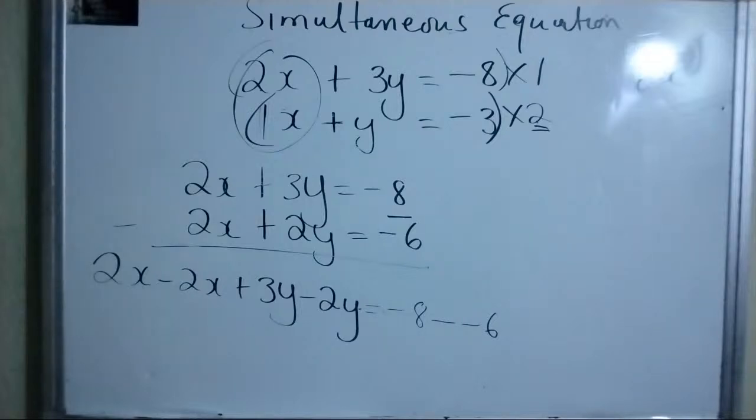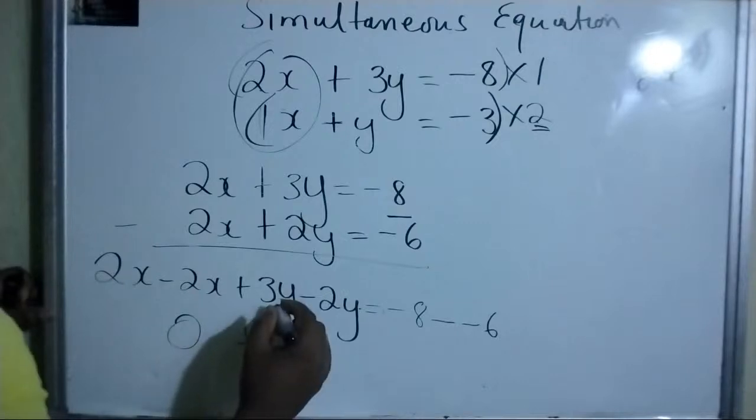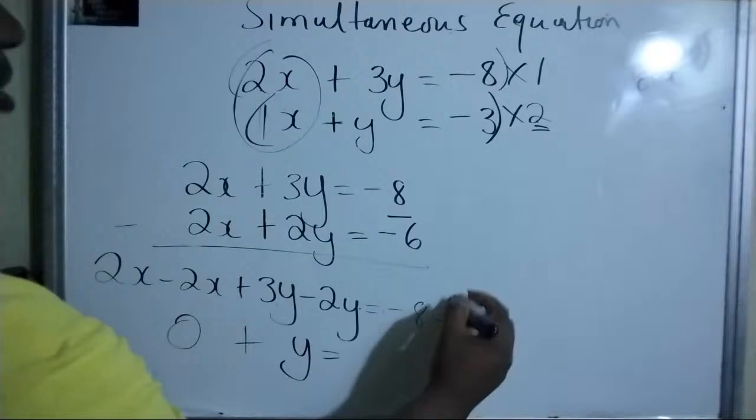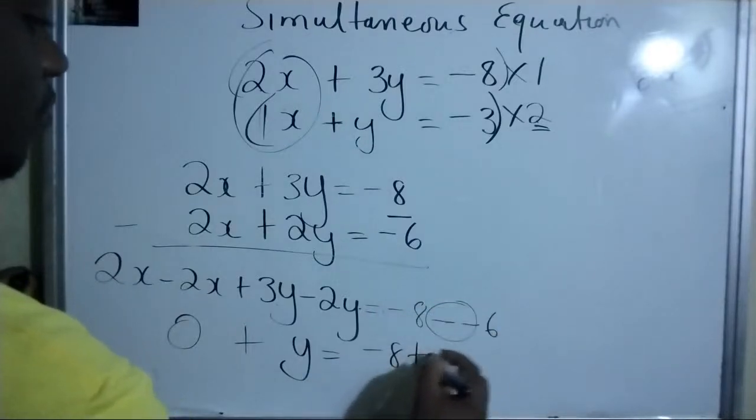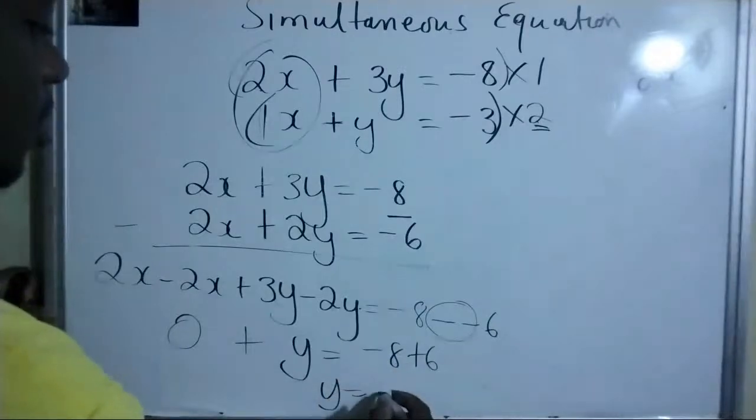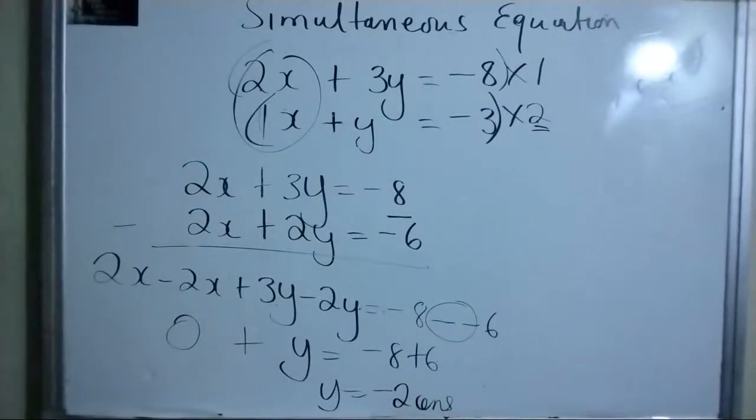So therefore, 2x minus 2x is 0. 3y minus 2y is y. And this is going to become a positive. Let me just show the step. Both of them are going to become positive. So negative 8 plus 6 is minus 2. The 8 is bigger, so we subtract and keep the sign of the bigger one. So that is y equals negative 2.